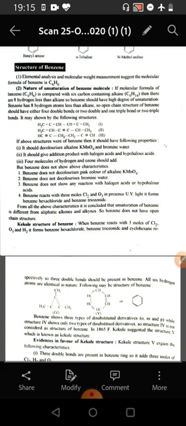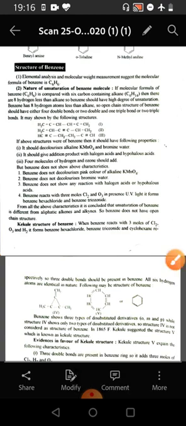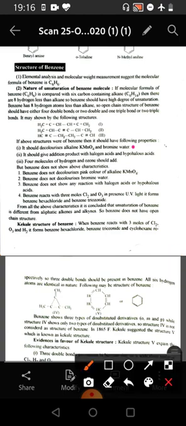Benzene has 8 hydrogen atoms less than the alkane, so the open chain structure of benzene should have either 4 double bonds, or 2 double bonds and 1 triple bond, or 2 triple bonds. If the above structures were of benzene, then it should have the following properties. It should decolorize alkaline KMnO4 and bromine water. It should give addition products with halogen acids and hypohalous acids. 4 molecules of hydrogen and ozone should be added to it.